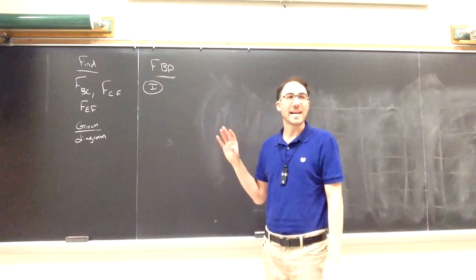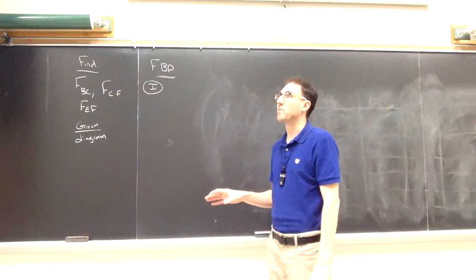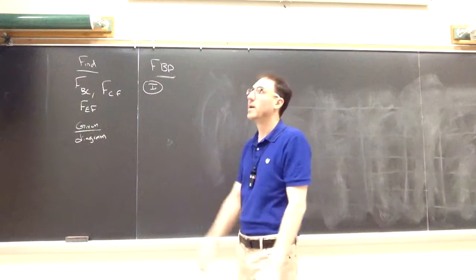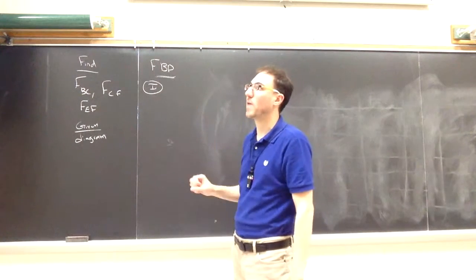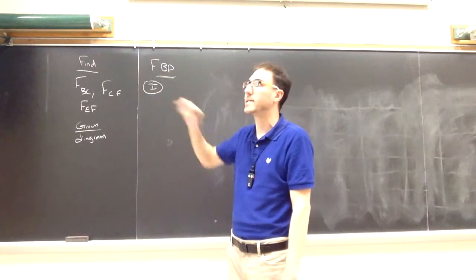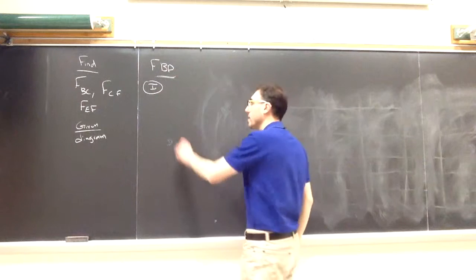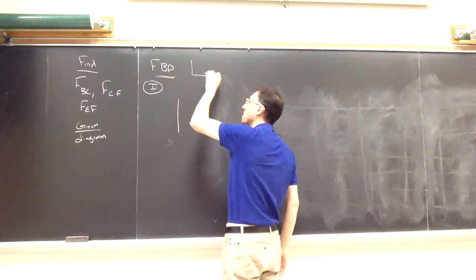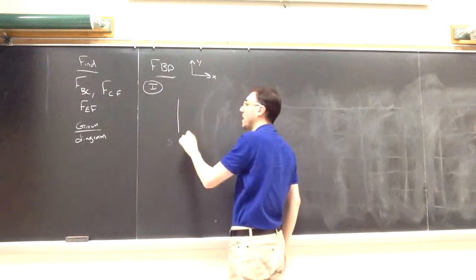I want to copy exactly all of the members that I did not cut through. Again, if I'm keeping everything to the right of my cut, that means that members CE, DE, and CD are going to be exactly the same as they are in this picture. So first I just copy those.